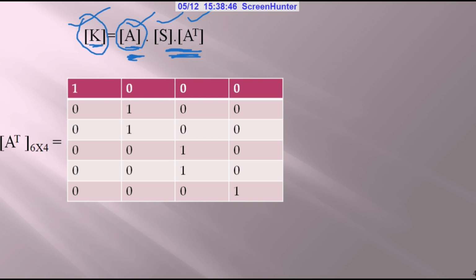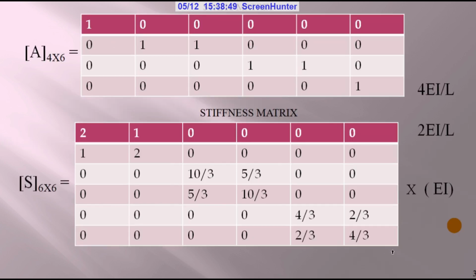Now see, in my previous lecture I have explained, this is our static matrix. Now static matrix is of size 4 by 6. So first of all, we have to make transpose of this static matrix. Transpose is very simple, converting rows into columns. So 4 by 6 is the size of the static matrix, so transpose of the static matrix will be 6 by 4.